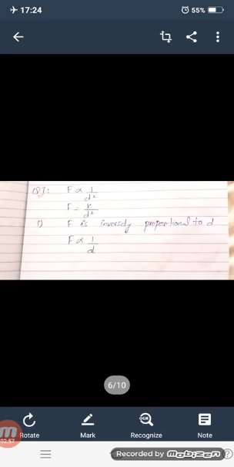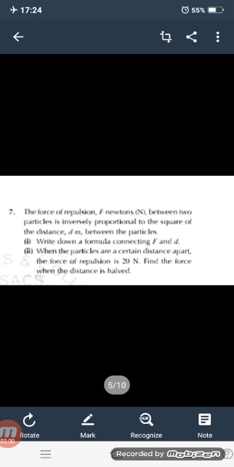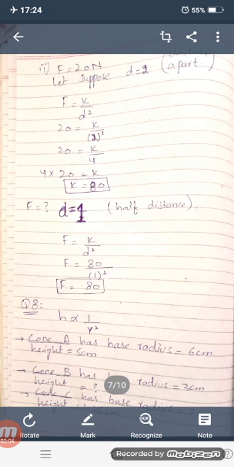Now the statement asked us to find the force when the distance is halved, means half of the given distance. We choose the distance is equal to 2, then its half is 1. If you choose distance is equal to 3, then its half is 1.5. If you choose distance is equal to 4, then its half is 2. So I choose distance is equal to 2 and its half is D is equal to 1.